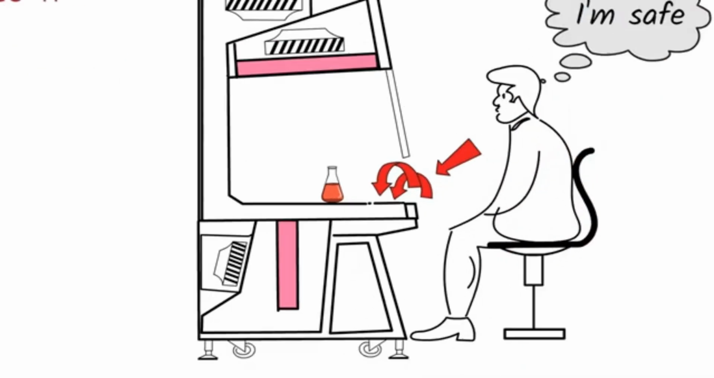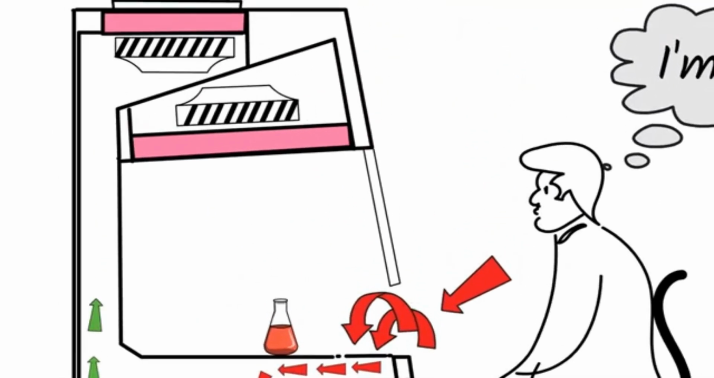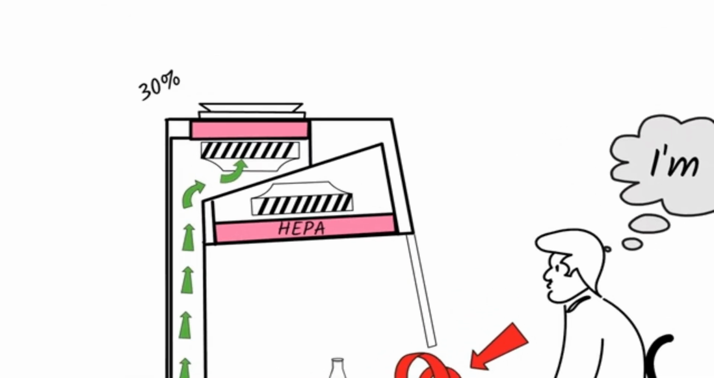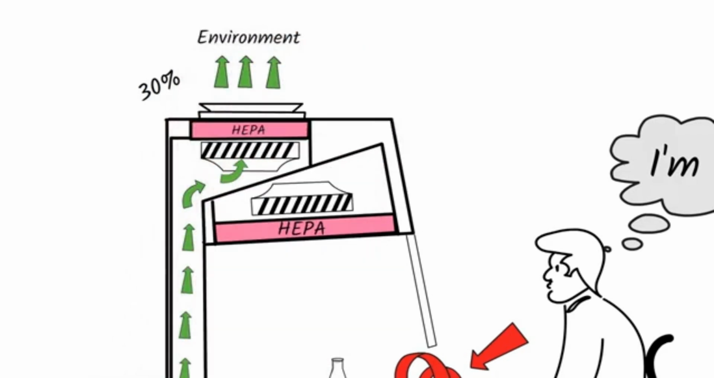The contaminated air is then pushed below the workbench, and taken upwards to the plenum. From the plenum, the air is passed through the HEPA filter. Usually, 30% of the air will be sent back to the environment through the HEPA filter. The remaining 70% of the air passes through another HEPA filter and enters the working surface of the cabinet.